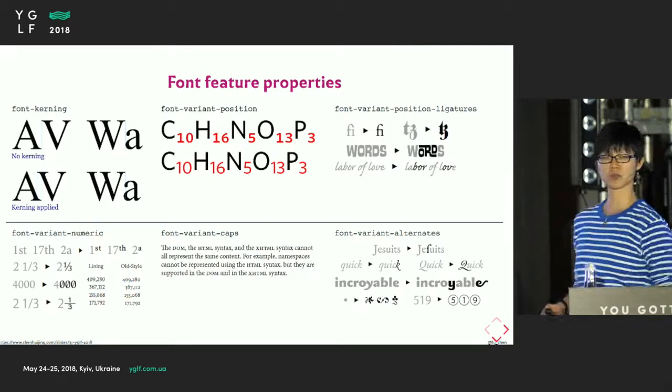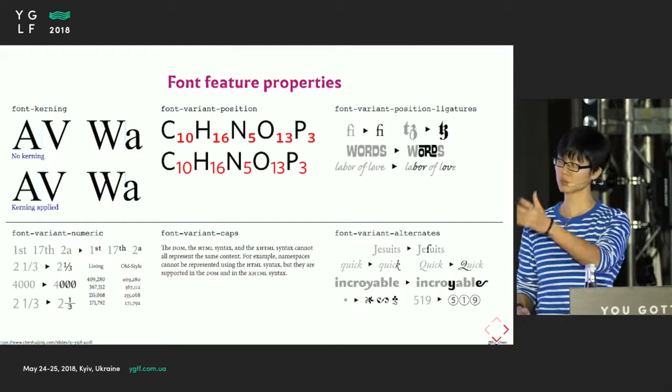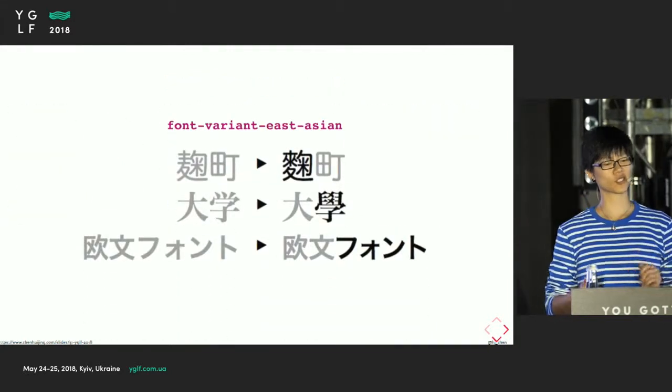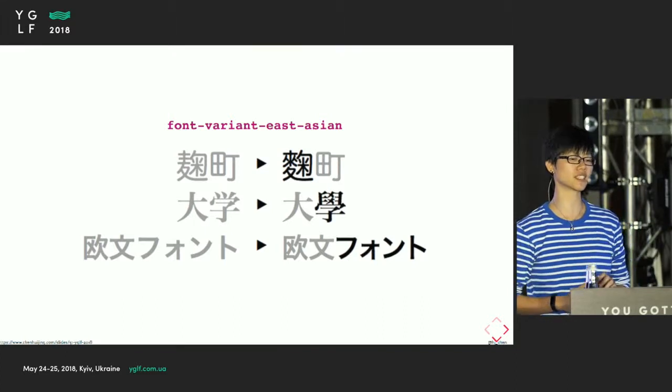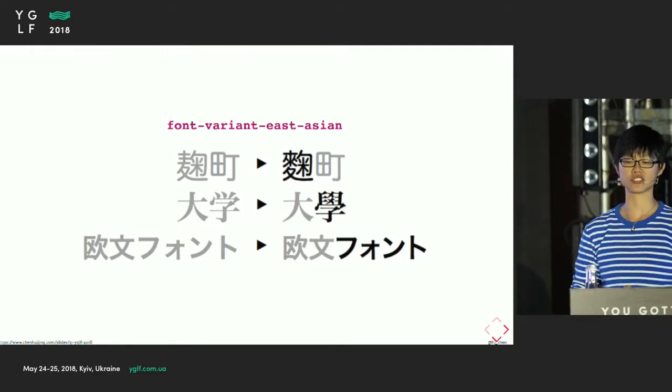So this lot is pretty common. If you go to any conferences that cover web typography, they'll probably mention any number of these. Almost nobody talks about this property called font-variant-east-asian. What this property does is that it allows for glyph substitution and positioning in East Asian text.